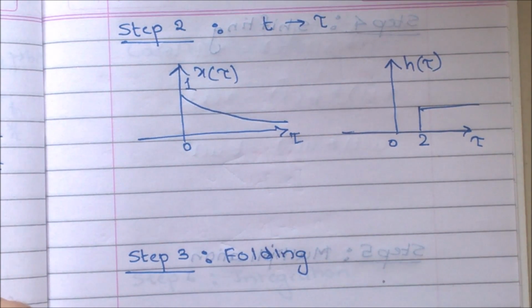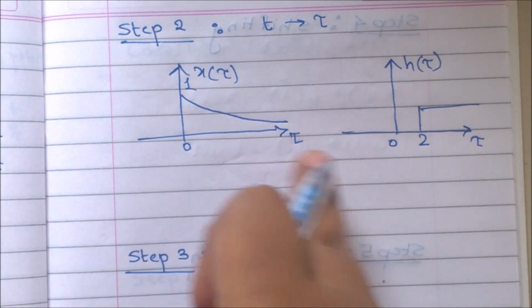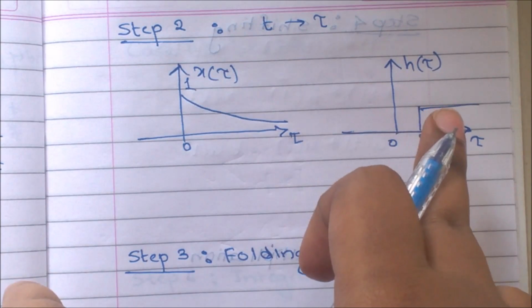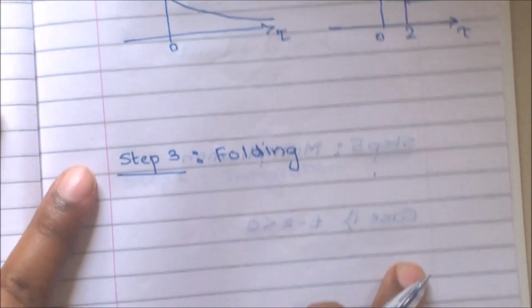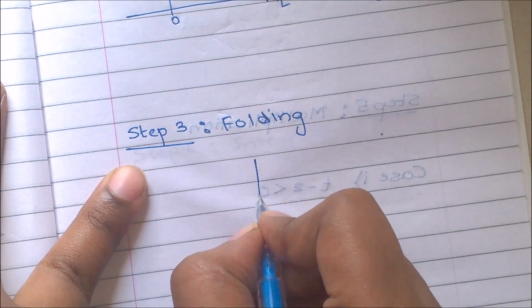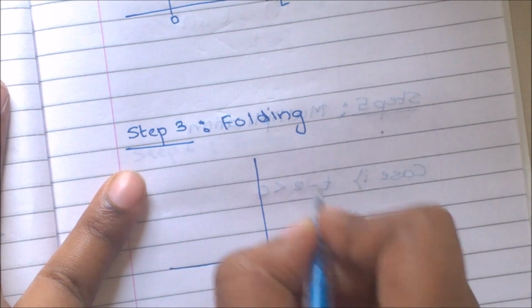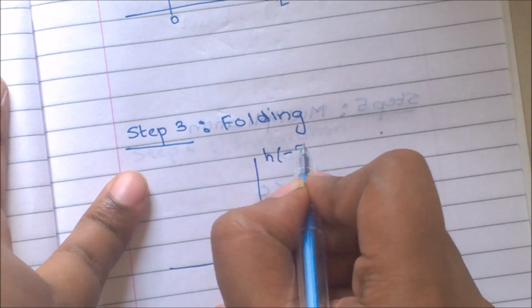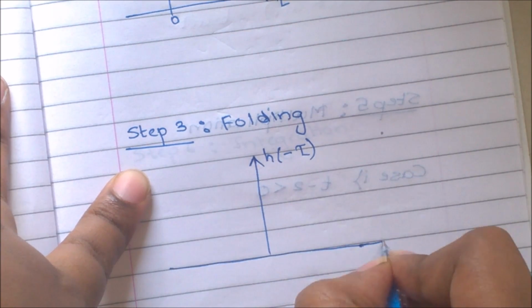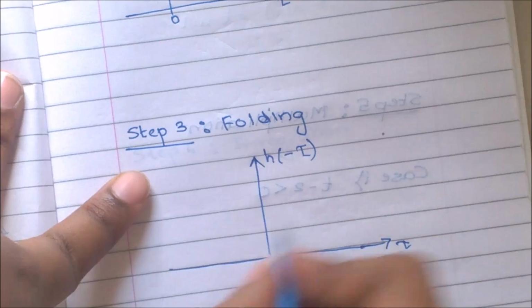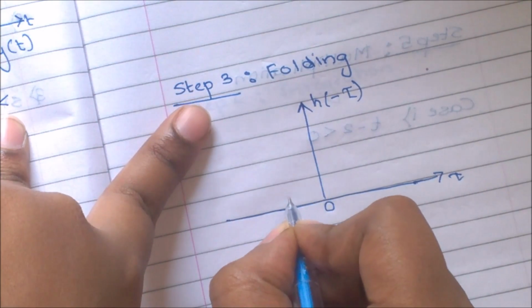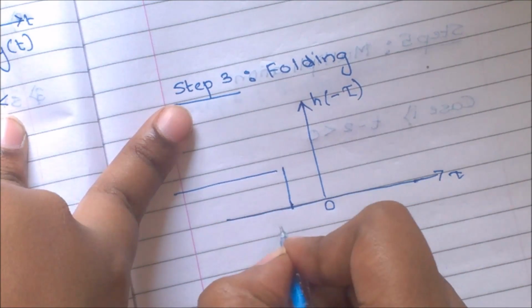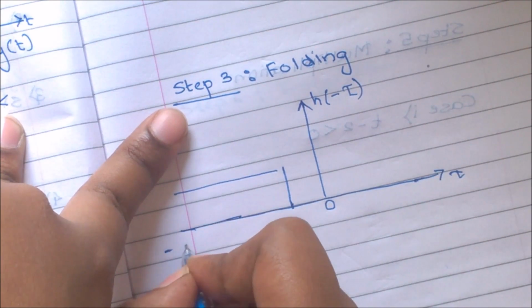Now the next step is folding. So we can choose any of the signals for folding. So here we will choose h of tau. You can choose x of tau also. So if we fold the signal, it will be h of minus tau. Axis is tau, and this signal will become the exact opposite. That is, it will end at minus 2, and it will start from minus infinity.